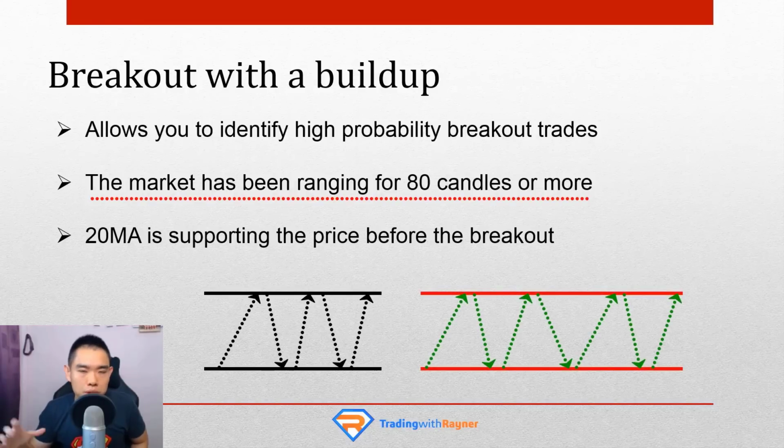And the reason is quite simple actually. It's because when the market is in a range, the longer that it's in a range, more resting orders will accumulate above the highs of resistance and below the lows of support. Why is that? Simple. When the market is in a range, traders will look to buy low, sell high.